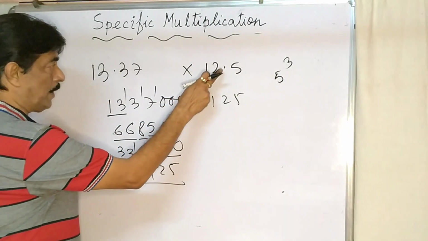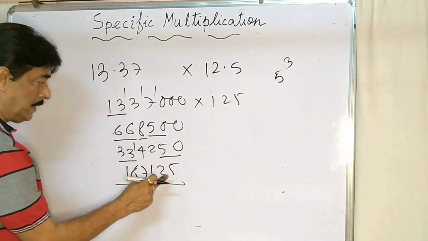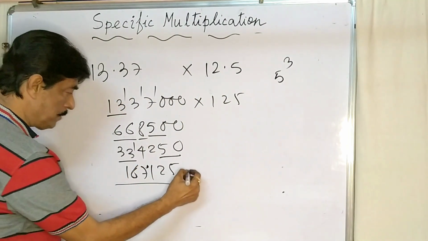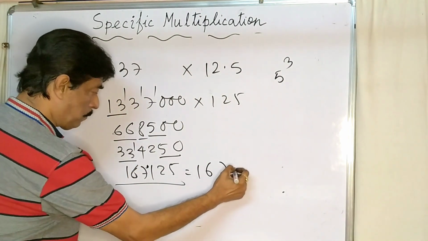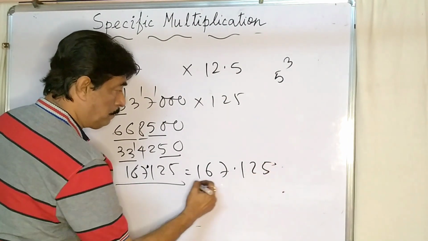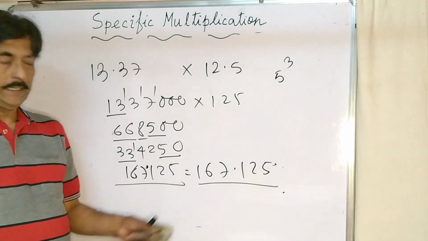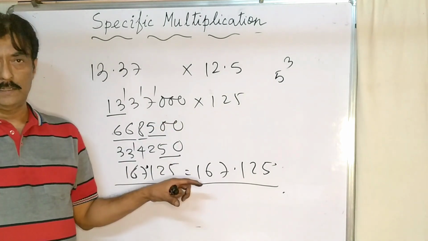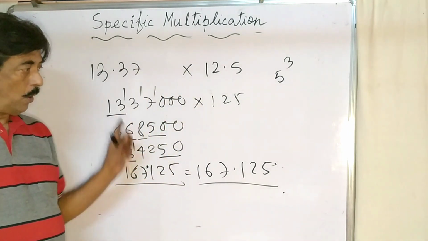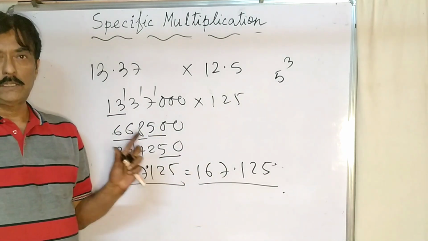And you have to put the decimal point 1, 2, 3 places from the right side. So 1, 2, 3. So your answer is 167.125. Practice at your home. Develop this skill. In future, when you are entering the subject, chapter wise, you have to apply all this method as a shortcut for your problems.